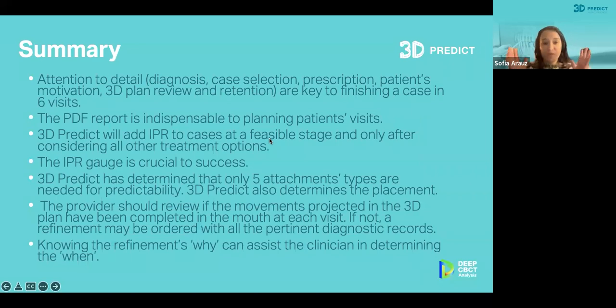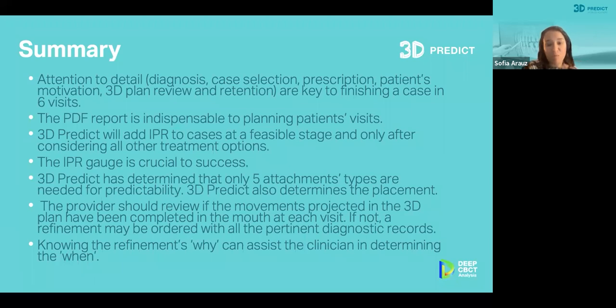So as a summary, because we cover so much information, so much material, please pay attention to detail. Diagnosis, case selection, the prescription, how you communicate with the technician, how you review your treatment plans, what are your goals? Please keep into account when you're reviewing the treatment plans that you are looking at your goals, not a perfect occlusion, at your goals and at your patient's goals. Those are the keys to finishing a case in only 6 visits.